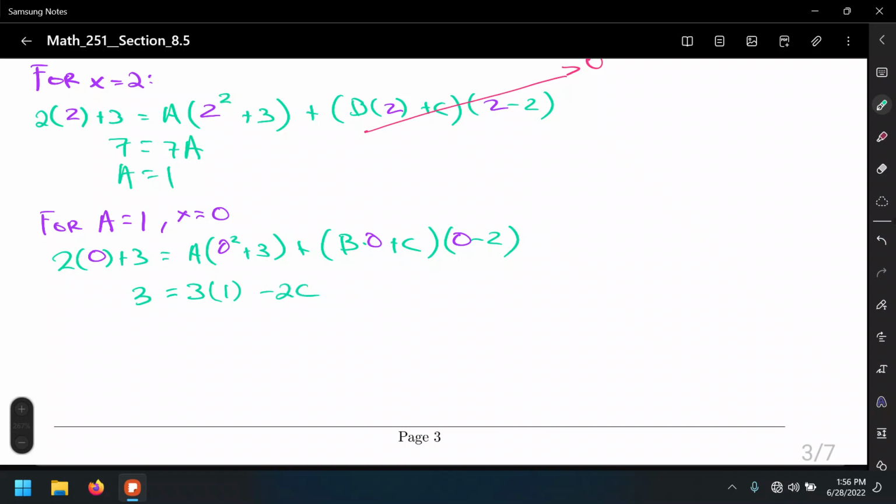And then from here, what are we going to get? 3 equals 3 minus 2c, subtract 3. Negative 2c equals 0. Divide both sides by negative 2, and that's c equals 0. Alright?